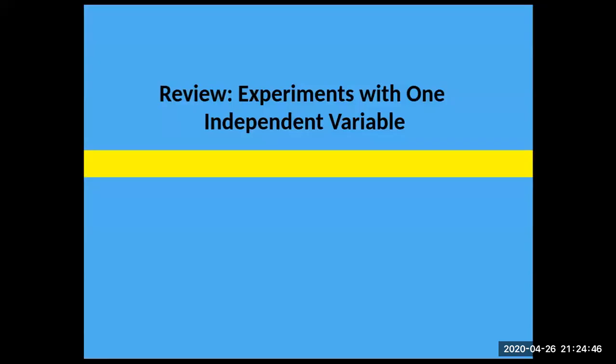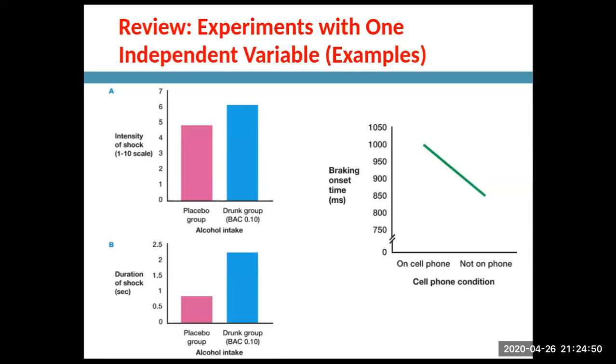So, experiments with one independent variable. As we talked about last week, the best way to look at an experiment with one independent variable is using a bar graph. It's not using a scatter plot, it's not using a line graph. And I will show you why. So here, let's look at the example, and also this gives us practice on how to read a graph.